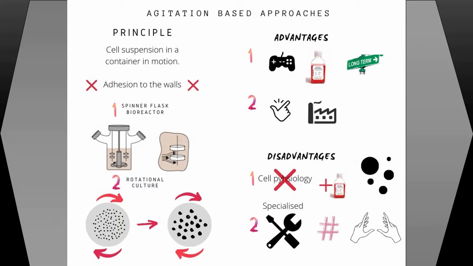The advantage of using a spinner flask is that there is control over culturing. The medium can be changed frequently to have long-term 3D culture, but the disadvantages are that cell physiology can be affected, there are large medium requirements, and spheroids of different sizes are obtained.